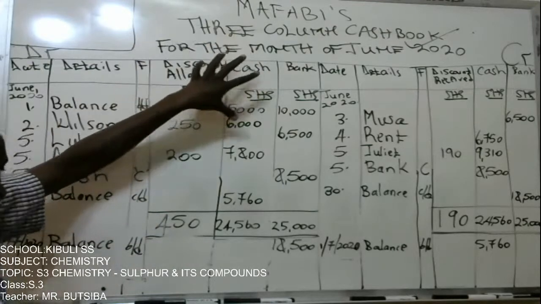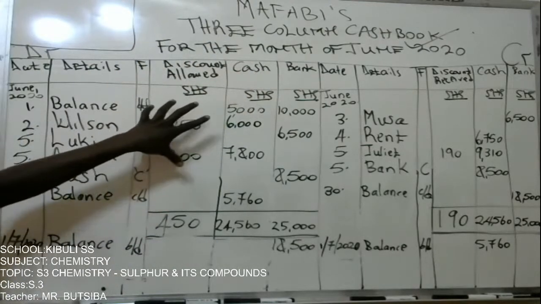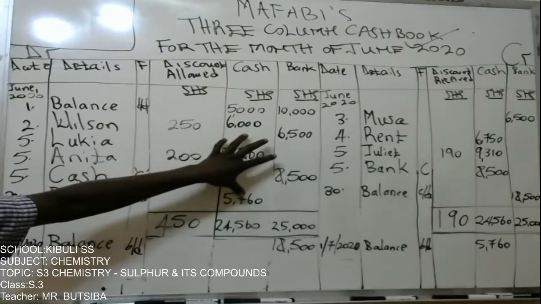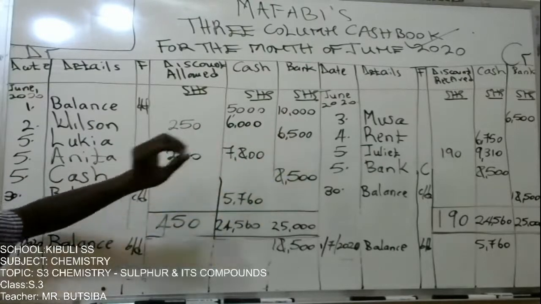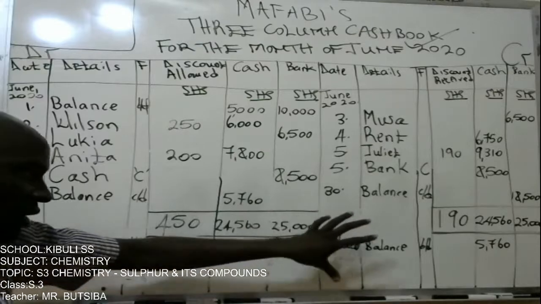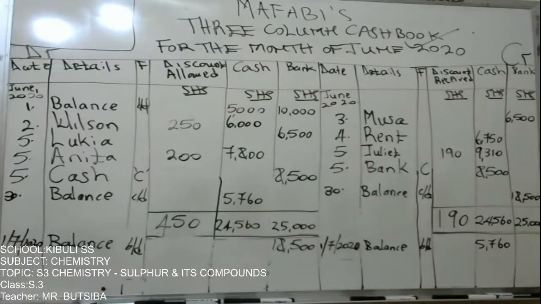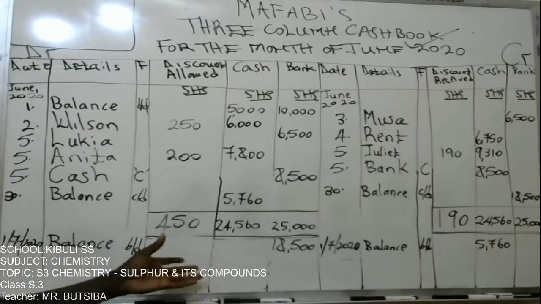So we have successfully prepared our 3-column cash book, capturing the discount accounts, the cash column, and then the bank column, and then balancing them very well. So if they ask you to prepare a 3-column cash book, this is how you prepare it.